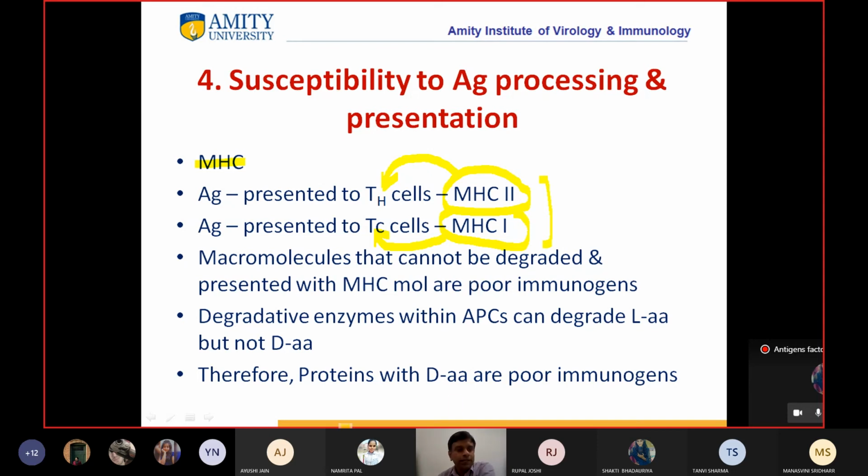Now, degradative enzymes within antigen presenting cells can degrade L amino acids, but they cannot degrade D amino acids, right? So just imagine a pathogen which has more D amino acids. It will not be degraded. Therefore, proteins with D amino acids are poor immunogens. Just to explain this whole process again, I will show you a video, so that will make things a bit more clear to you.